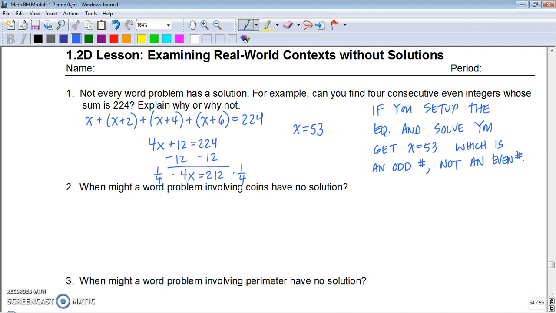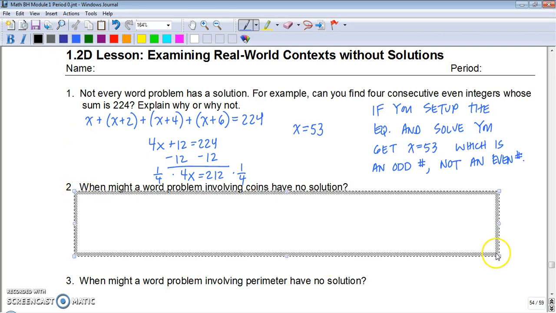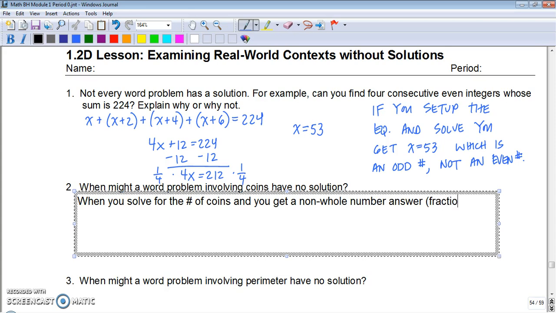So number 2 says, when might a word problem involving coins have no solution? So in solving a coin word problem, we would be looking at any coin problem that comes out as a fraction or a decimal or a negative, unless you're talking about maybe owing some coins. So when you solve for the number of coins, you get a non-whole number answer. That would be fraction, decimal, or negative.